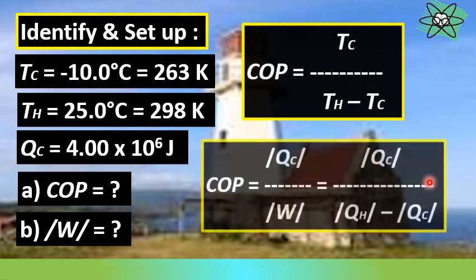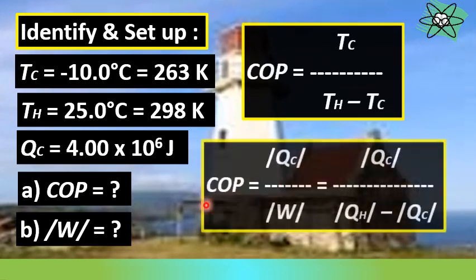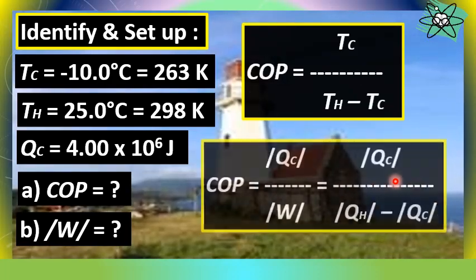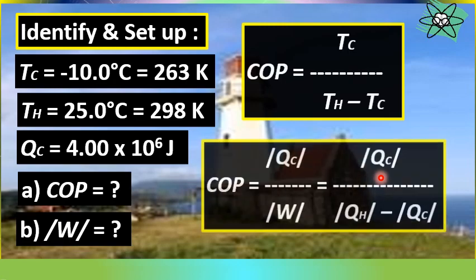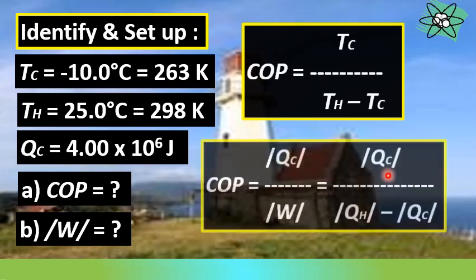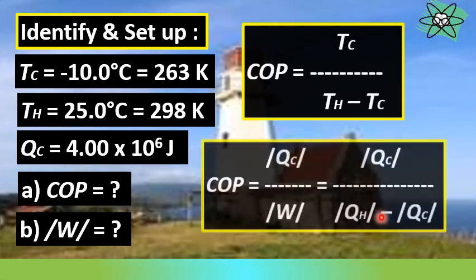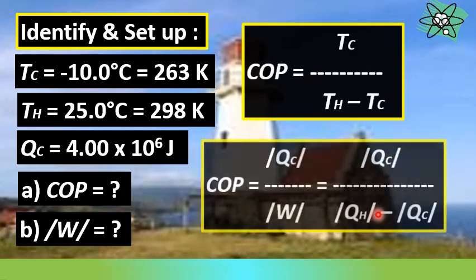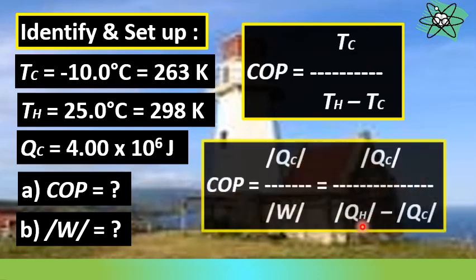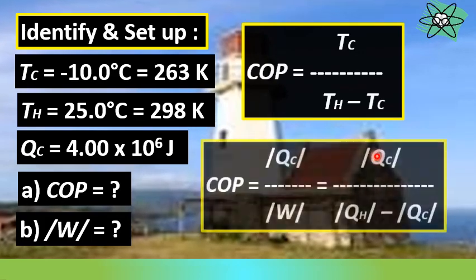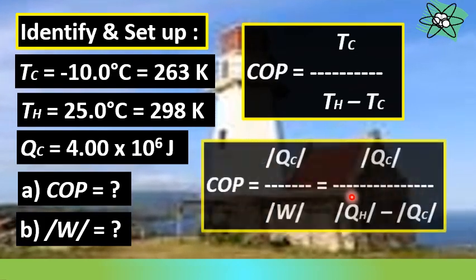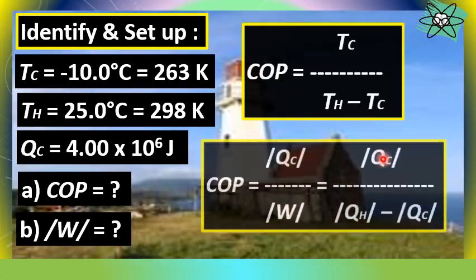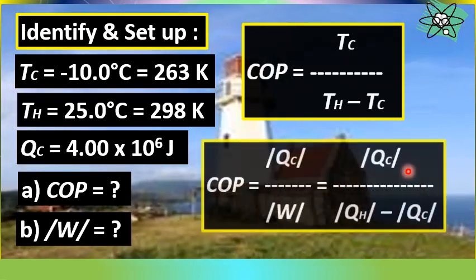Another formula for finding the COP is in terms of the amount of heat extracted from the cold reservoir and the amount of heat that is expelled into the hot reservoir, or Q sub C divided by Q sub H minus Q sub C, considering only the magnitudes.